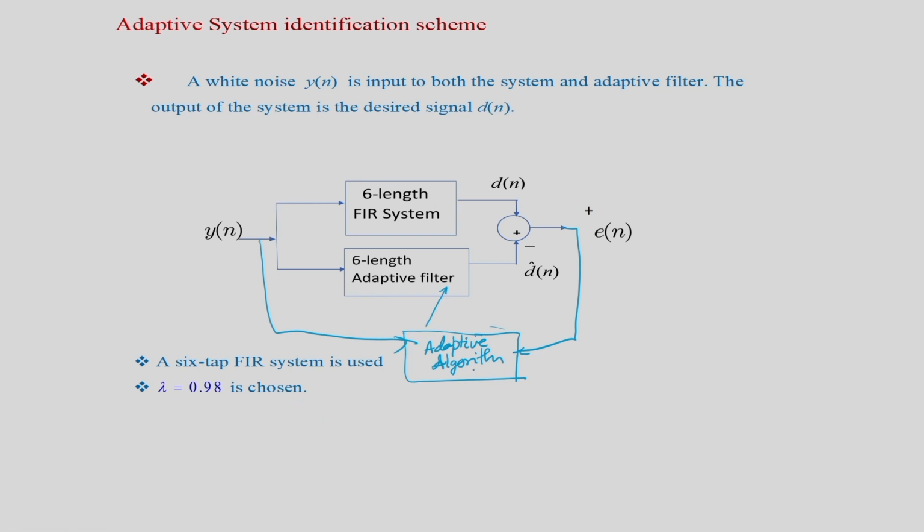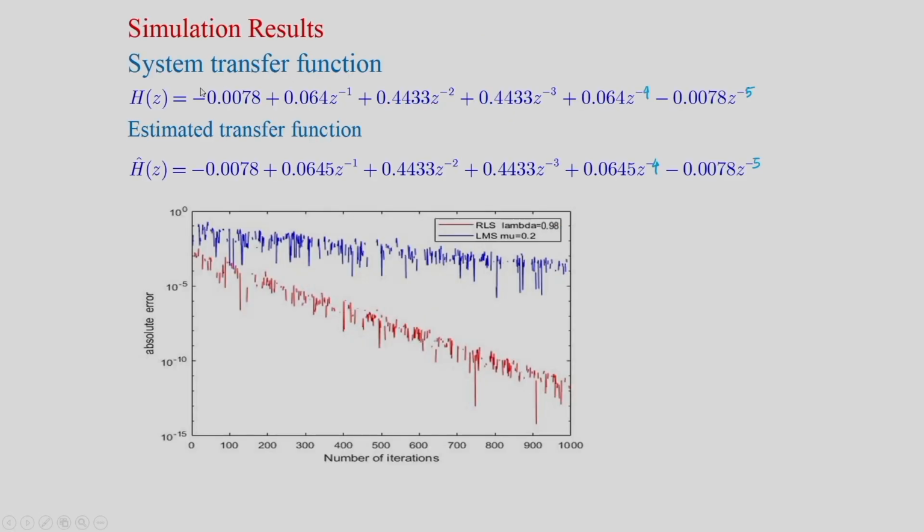Again we apply the RLS algorithm here, and we take lambda equal to 0.98. So these are the simulation results. The original system is like this. This is the transfer function of the original system, and the estimated transfer function using the RLS algorithm is H(z) equal to minus 0.0078. This is the same here also. This is a symmetric filter because of the linear phase. So here also minus 0.0078, this is the same.